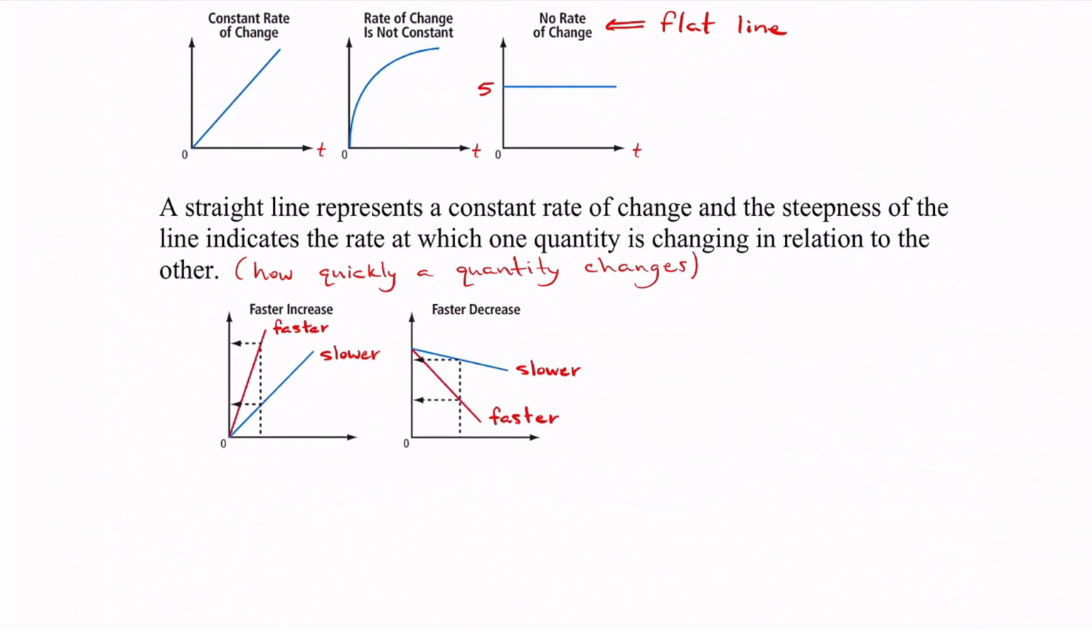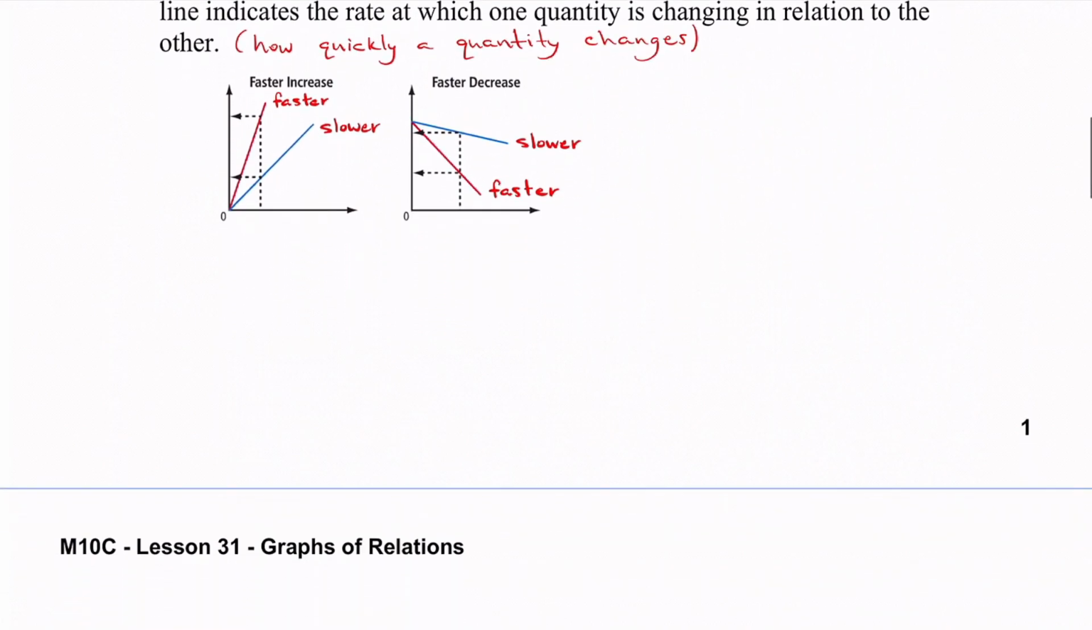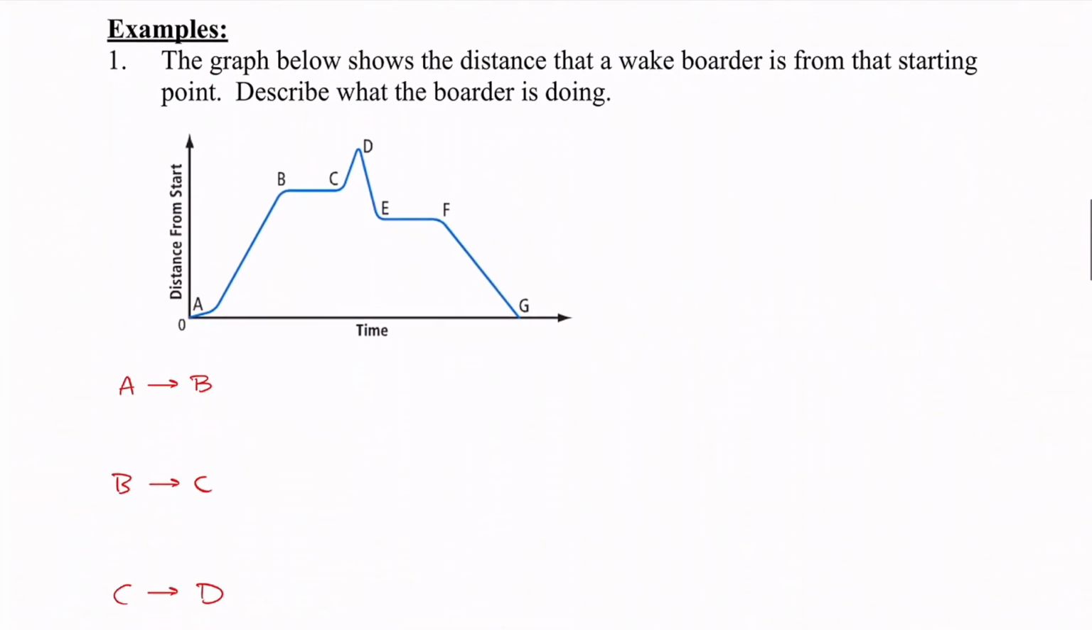Okay, moving on to our next page, we're going to look at an example. It says the graph below shows the distance that a wakeboarder is from the starting point. Describe what the boarder is doing. Okay, so on this graph, we're starting here, and then on our vertical axis, this is our distance from the start, and our horizontal axis is the time. Always put time on the horizontal axis. So as we are moving away from the start, time is moving forward, and there are different steepness levels on here. So we're going to have to write out a situation for each one.